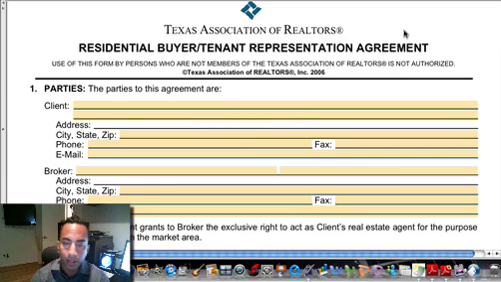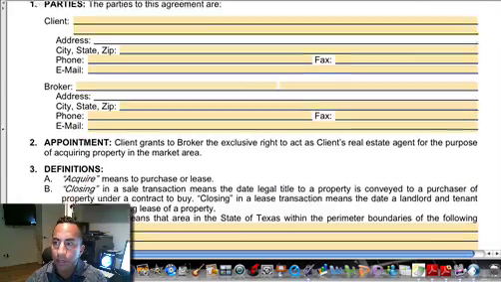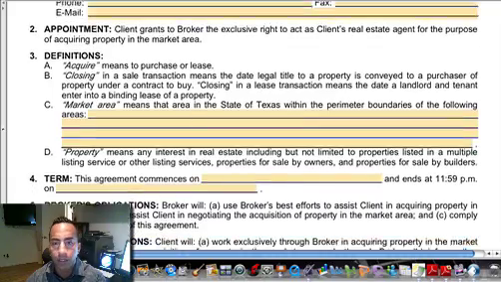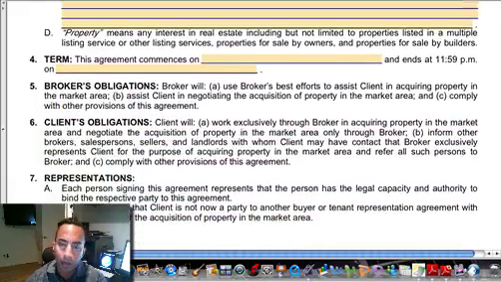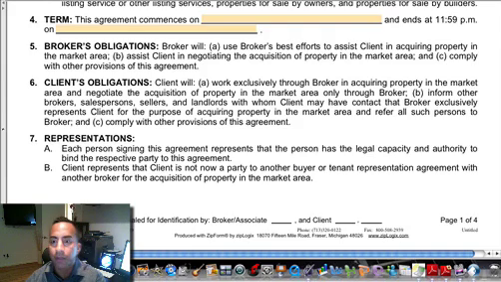Basically it's saying, okay, you're the client, you're going to put all your information there, you put the broker's information there, that you're basically buying a property. The term is that it begins on this day, it ends on this day.